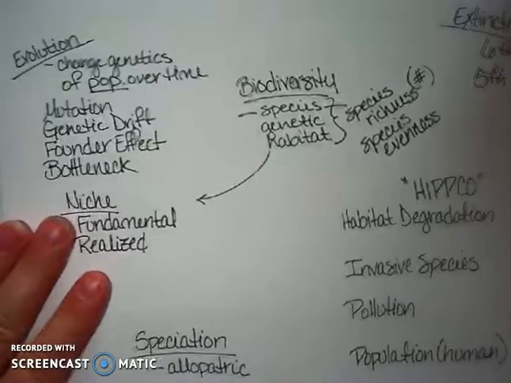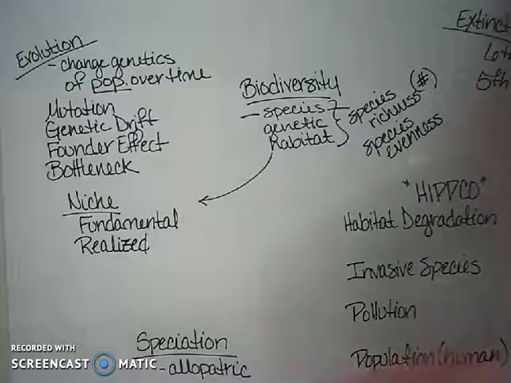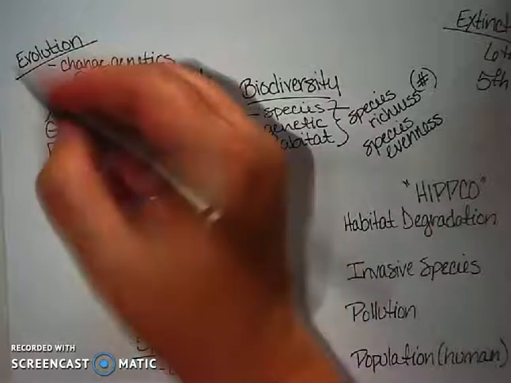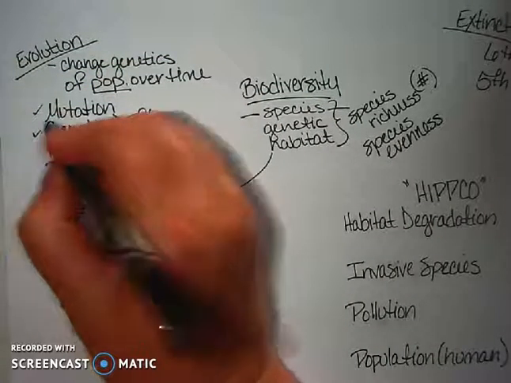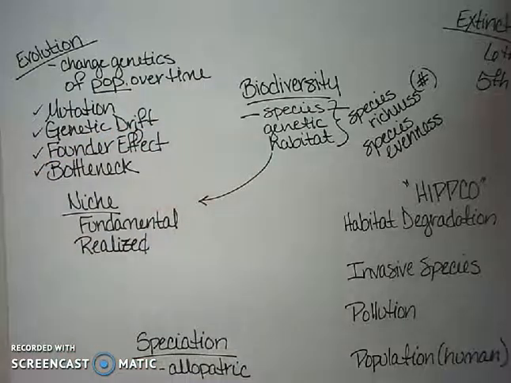A big part of the first chapter, Chapter 5, is about evolution. Evolution is change within the genetics of a population over time. That is all it is, change over time. And that change can occur in multiple ways: mutations, genetic drift, founder effect, bottleneck. You should be familiar with these.